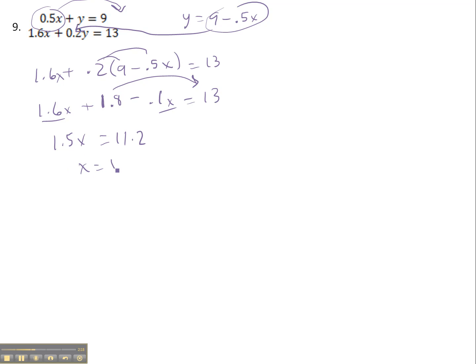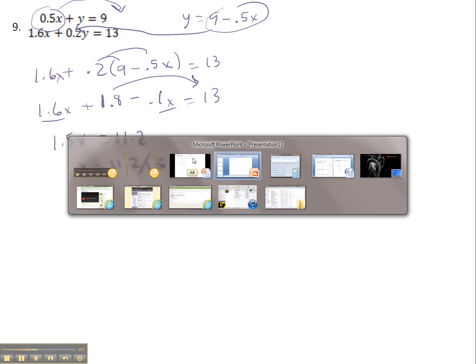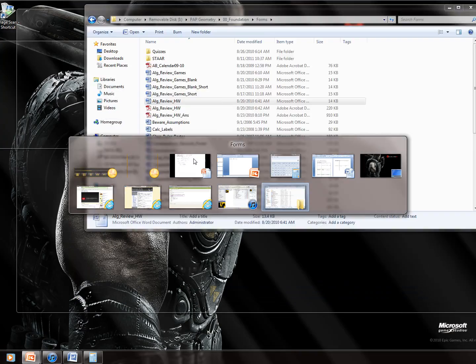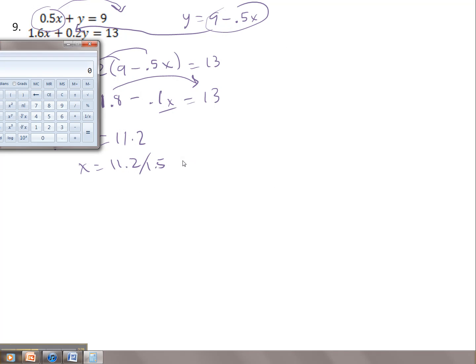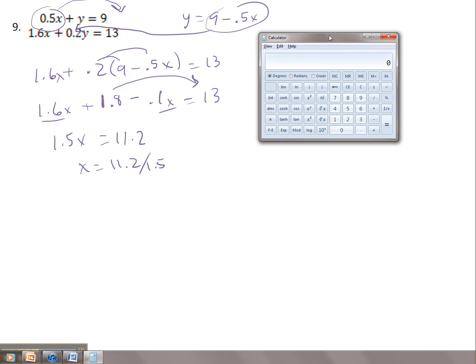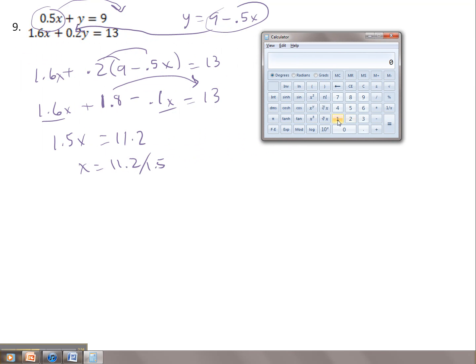I get x equals 11.2 divided by 1.5. That doesn't go in there evenly, so let's see if we can pull up a calculator here. There we go. Move it over into the screen, and we have 11.2 divided by 1.5. It's about 7.5 maybe.